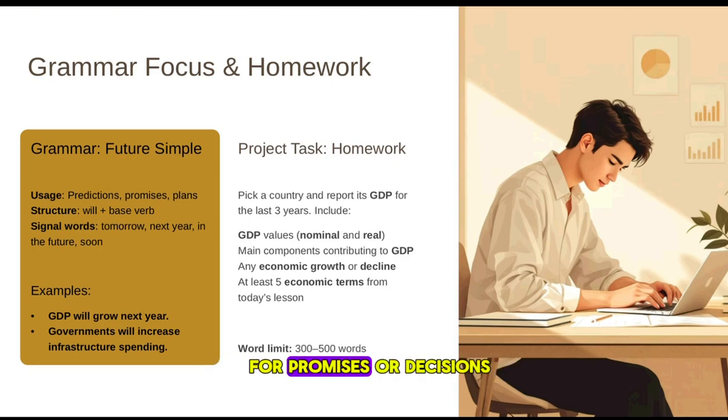Thirdly, we use it for promises or decisions. For example, I will finish my report tomorrow. We will analyze the country's GDP. Some common signal words are tomorrow, next year, soon, later, in the future. And now let's look at negative sentences. Its structure is as follows: subject plus will not plus base verb. And the short form is won't.